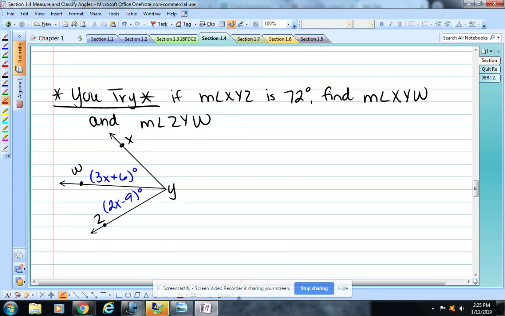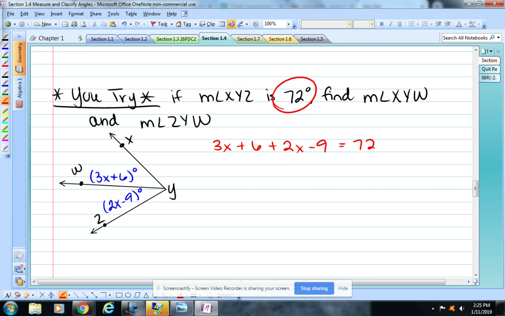All right, y'all. Tell me how we set this up to solve it. Very good. Did everybody get the setup? Little plus little equals big, or if you can think of it, little plus little equals the whole thing, right? And it told me right there that was 72 degrees, the whole thing, x, y, z.